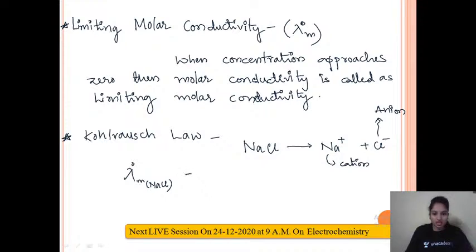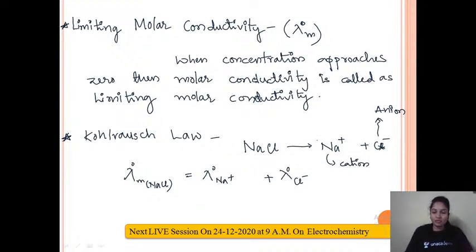Limiting molar conductivity of NaCl is equal to the sum of the molar conductivities of the cation and the anion. That is the meaning. So lambda naught of Na plus, the molar conductivity of the sodium, plus the molar conductivity of the anion, that is Cl minus. So this is the meaning.